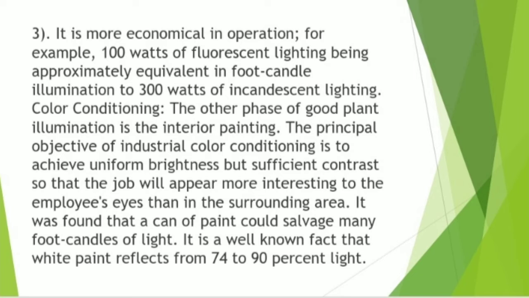Color conditioning. The other base of good plant illumination is the interior painting. The principal objective of industrial color conditioning is to achieve uniform brightness but sufficient contrast so that the job will appear more interesting to the employee's eyes than the surrounding area. It was found that a can of paint could salvage many foot candles of light. It is a well-known fact that white paint reflects from 74 to 90% of light.